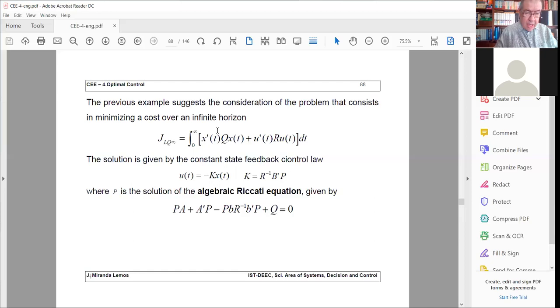The next lecture will consider a situation in which, instead of having this term on x, we want to minimize the square of the output of the plant. And we are going to see some interesting properties. So this is everything for today.